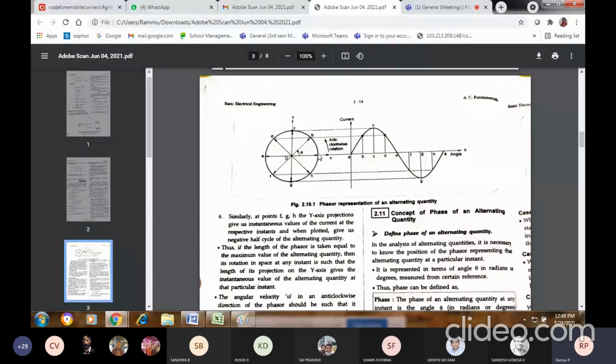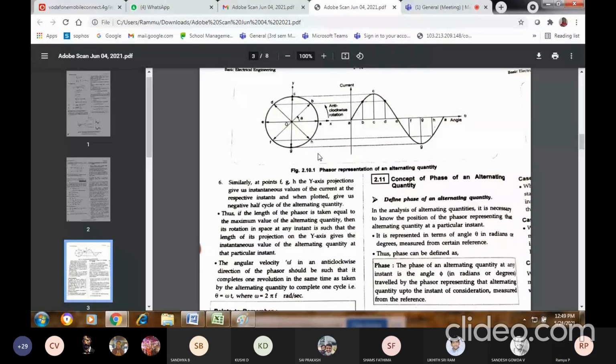Are you able to understand or not? Because understanding this phase angle concept is very important, as you are going to use this phase angle further in your modules. Are you able to understand this? Yes. Yes, ma'am.